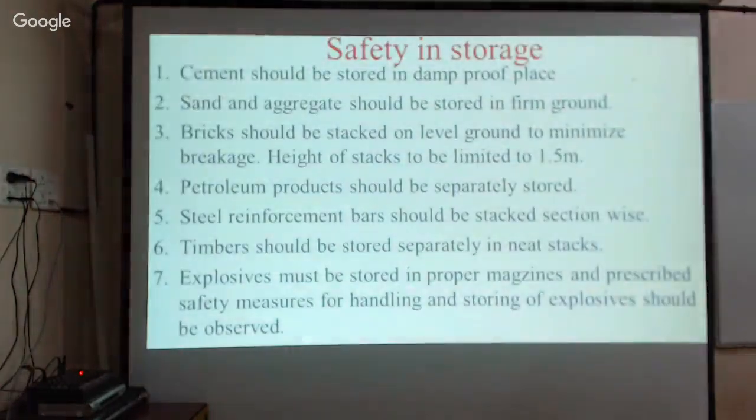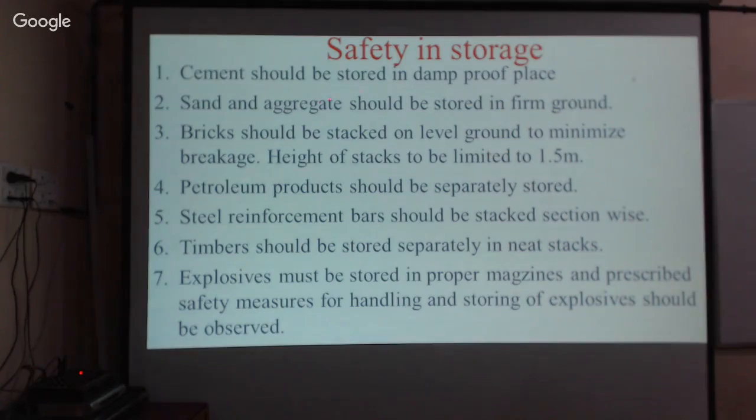This is a temporary shed. Safety in storage. Cement should be stored in a damp-proof place.